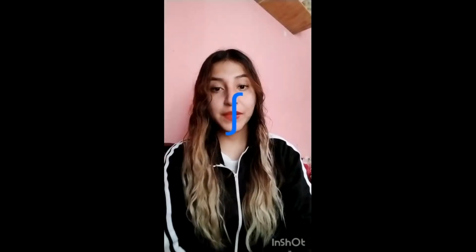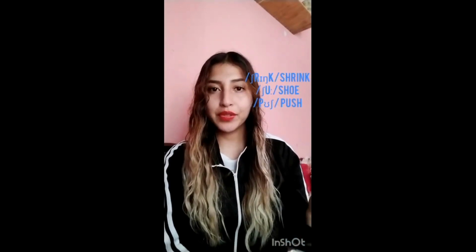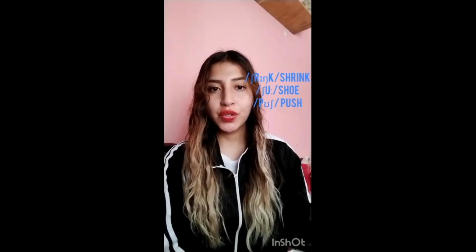The sh sound is a voiceless alveopalatal fricative consonant. Lightly press the middle of your tongue between your alveolar ridge and your soft palate. The sides of your tongue should slightly touch your back upper teeth. For example, shrink, chew, and push.